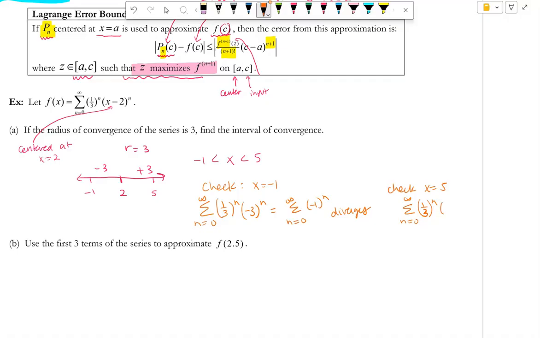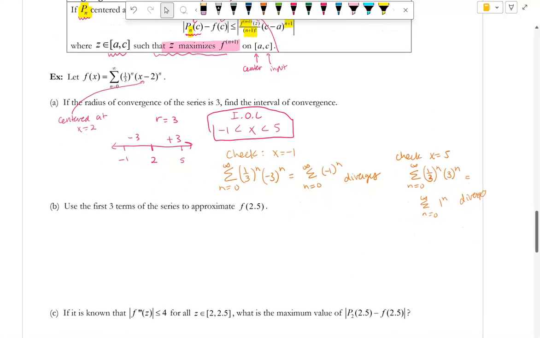5 minus 2 is 3. So this becomes 3 times 1/3, which just becomes 1 to the n. And that also diverges by the nth term test. The limit as n goes to infinity is not 0. So we did have to check our endpoints, but our interval of convergence is from -1 to 5, excluding the -1 and the 5.